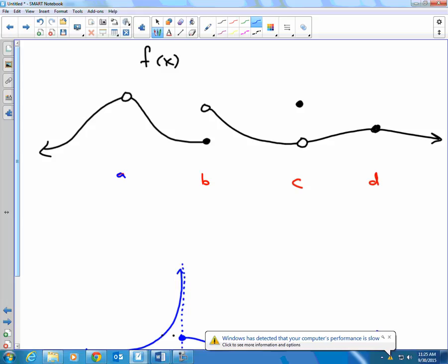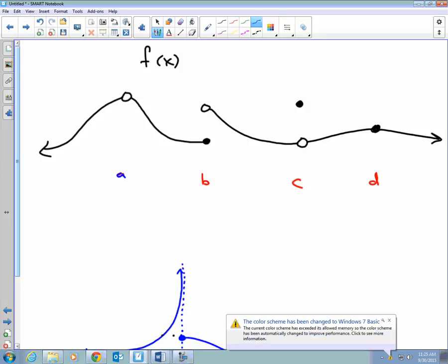Everybody got it? Okay, at letter A, it's discontinuous, correct? Which of the three does it fail? The first one, the second one, or the third one? The first one, right? Because f of a does not exist. So therefore it fails number one.